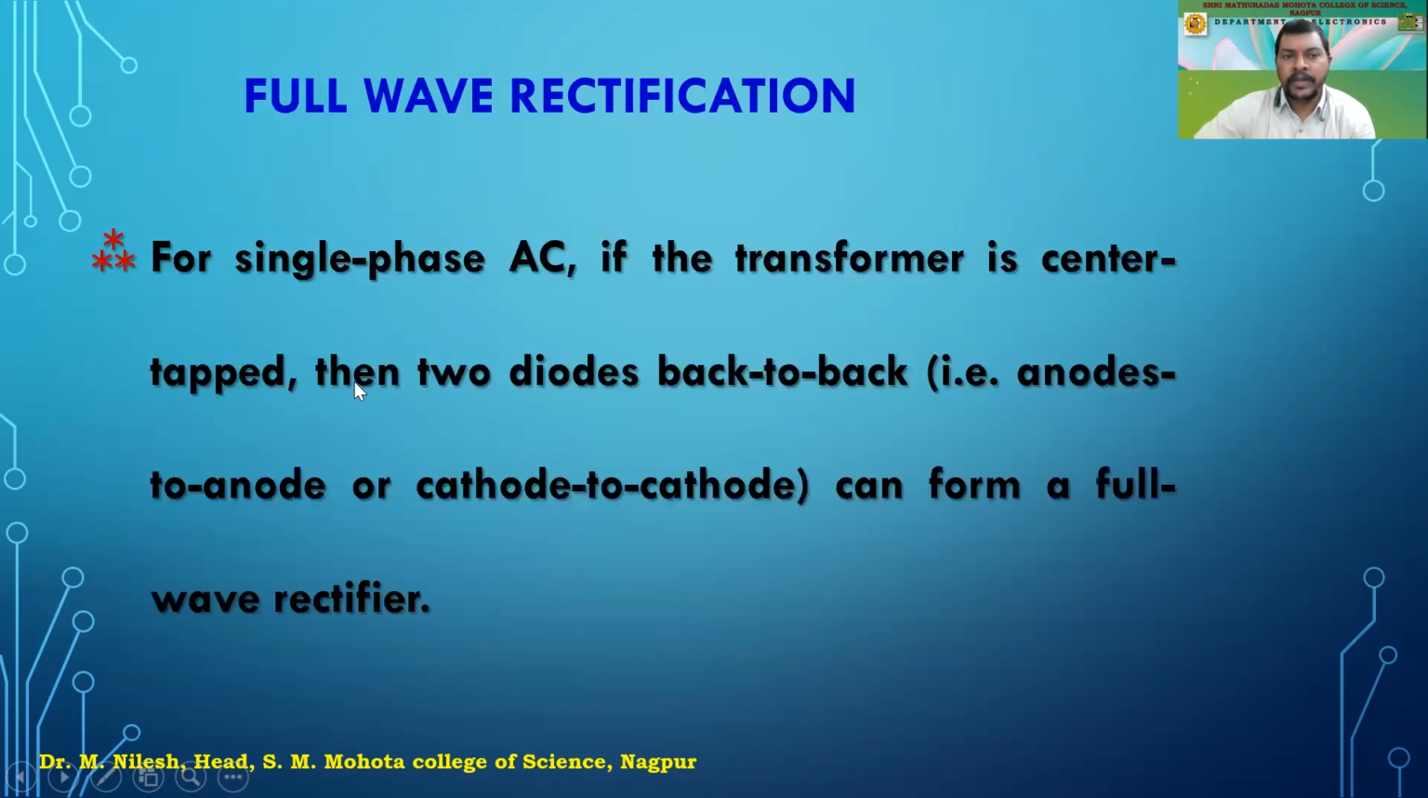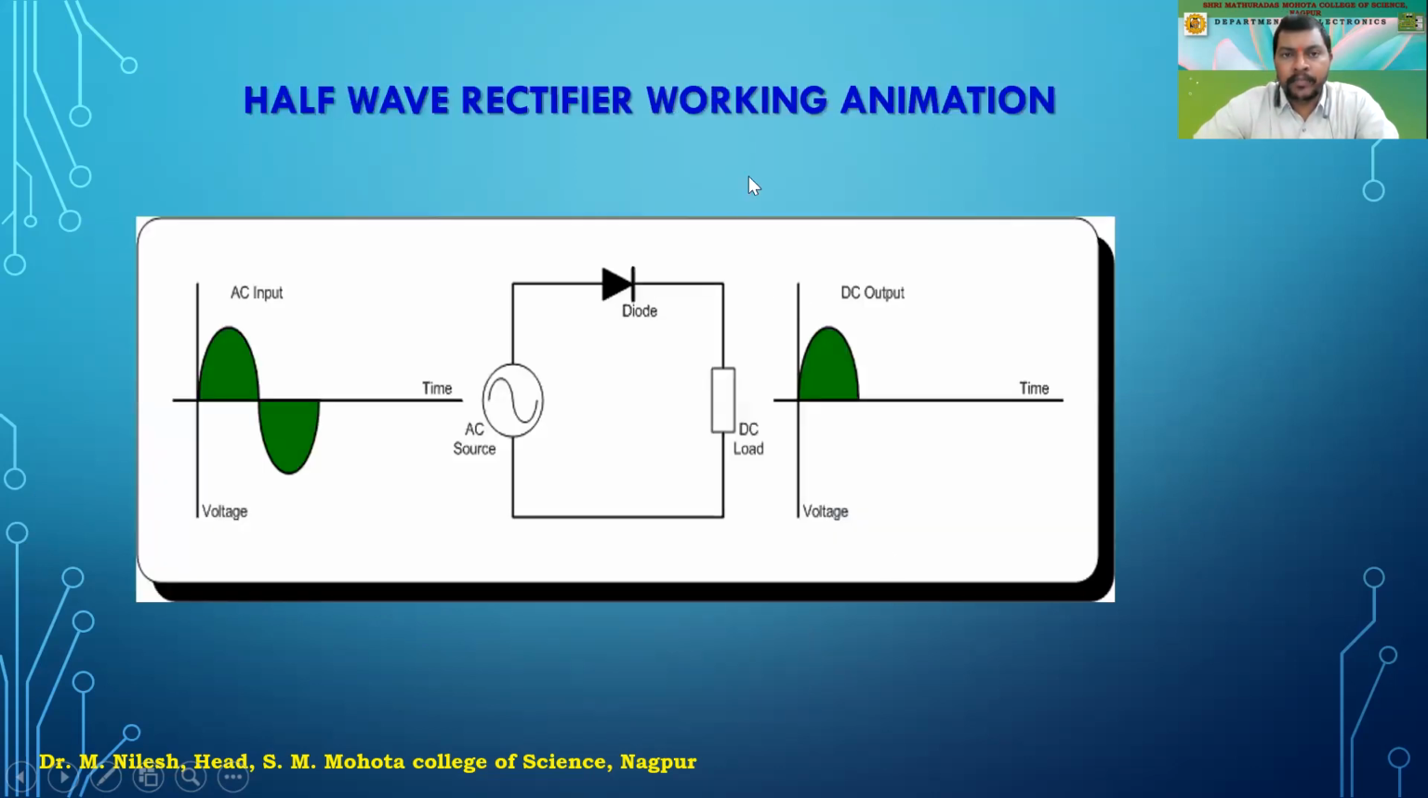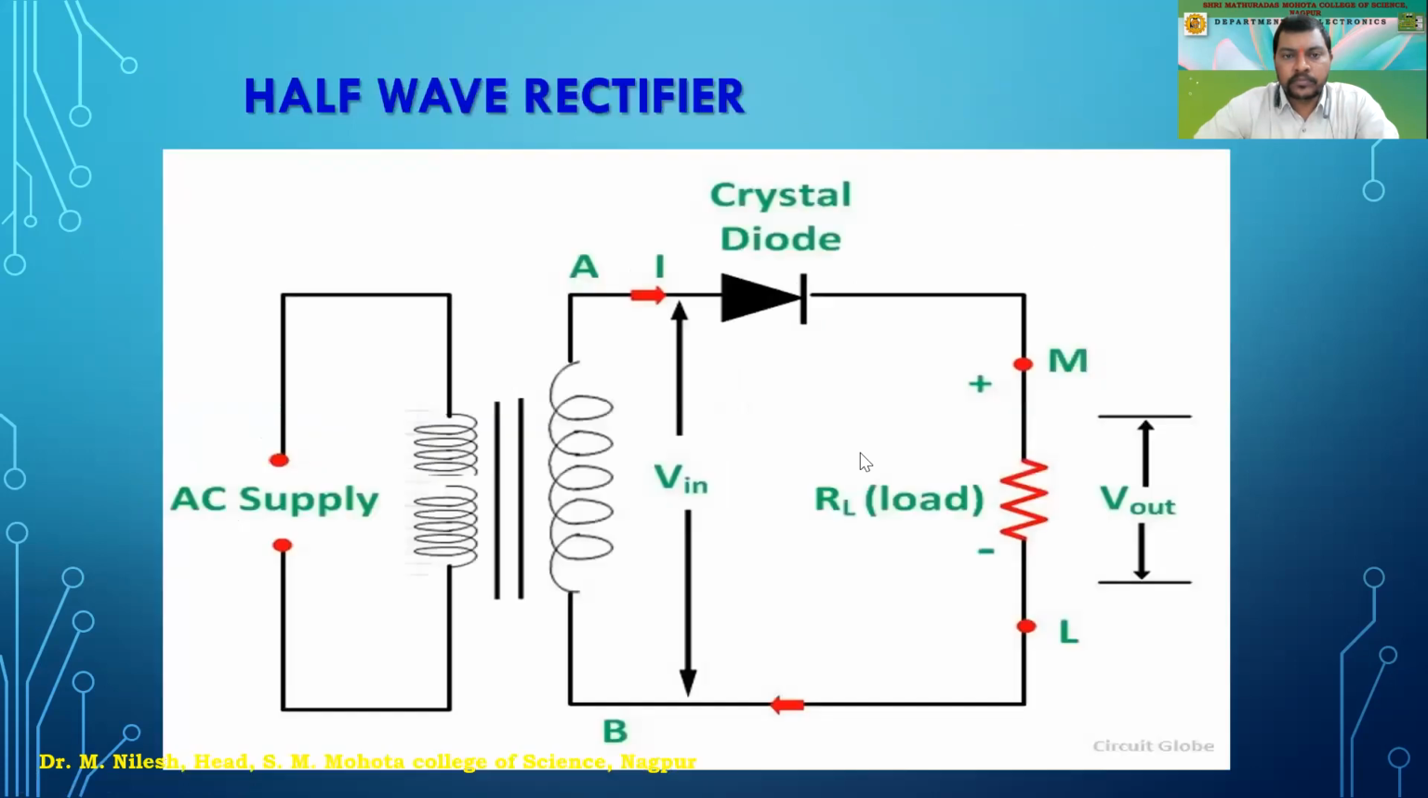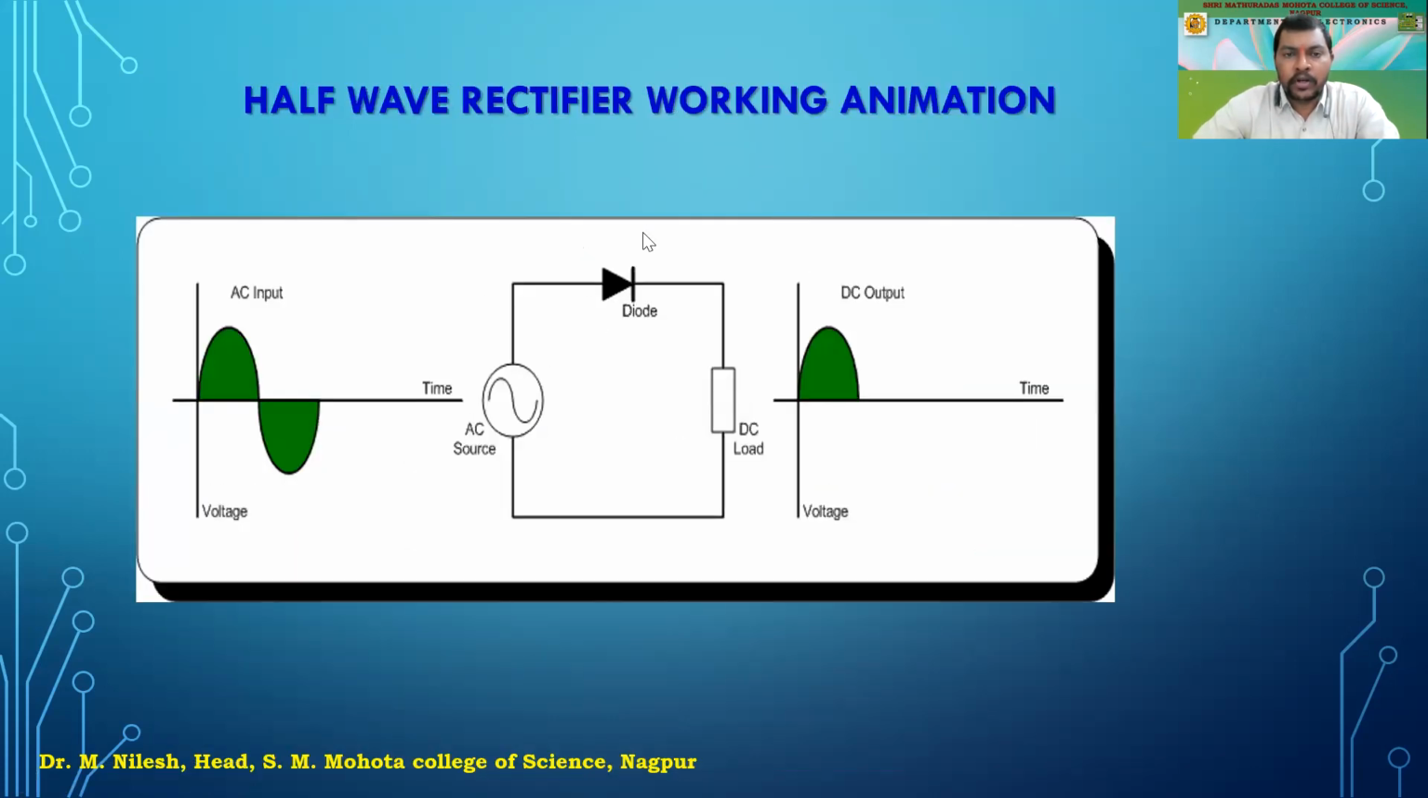Now we can start with full wave rectification. Have you understood the half wave rectifier? In full wave, for a single phase AC, if the transformer is a center tap transformer, then two diodes back to back, that is anode to anode or cathode to cathode, can form a full wave rectifier. So now we have a full wave rectifier as shown in this diagram.